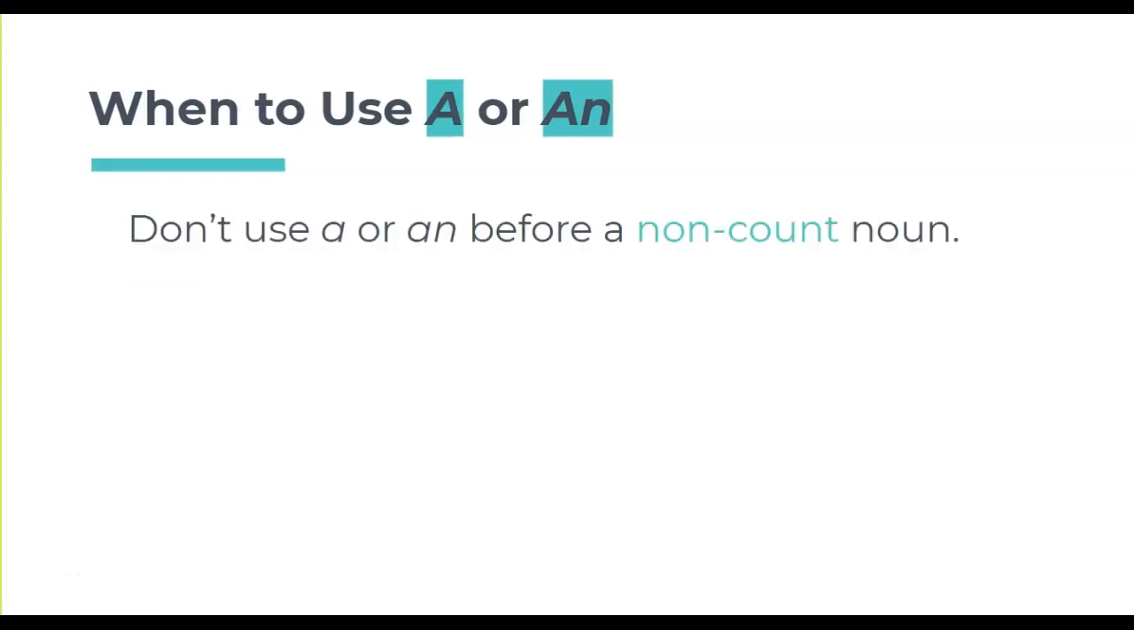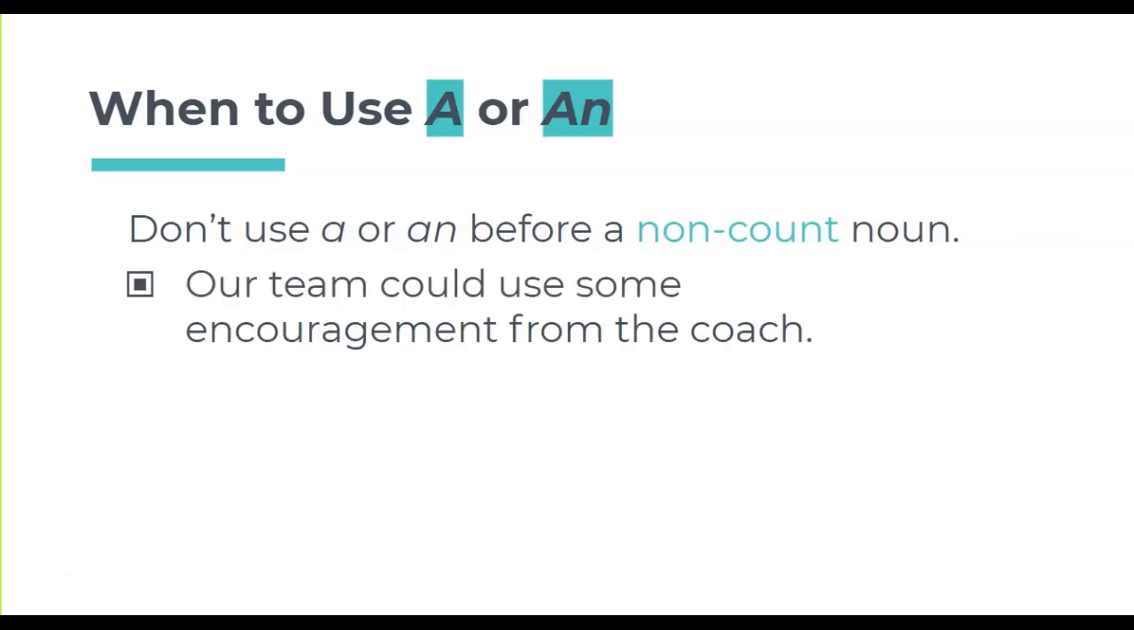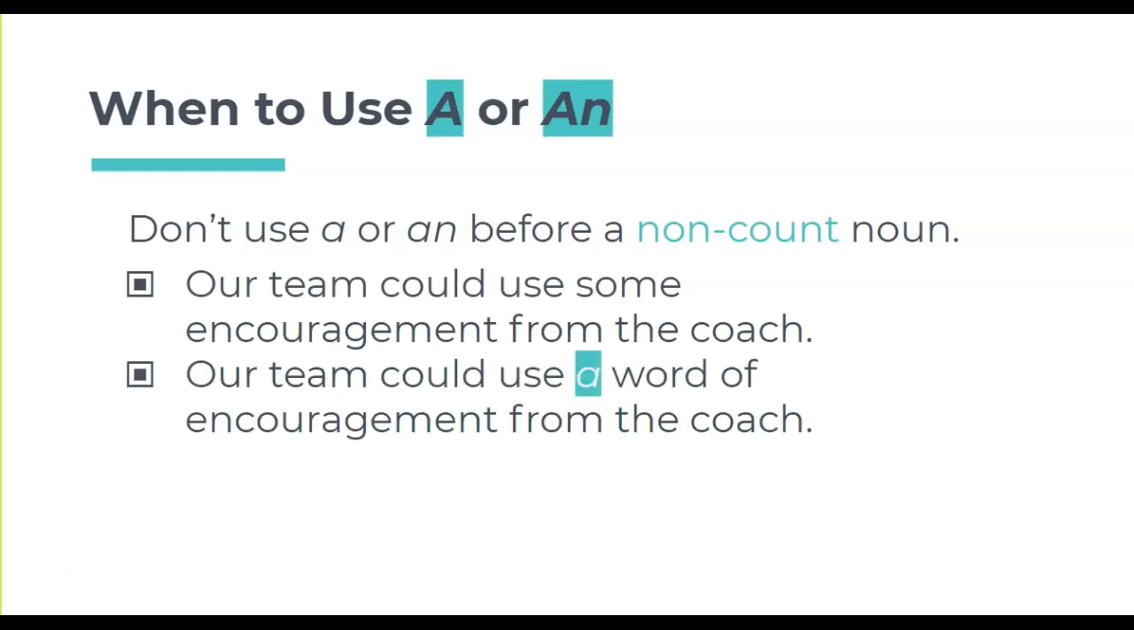You don't use a or an before a non-count noun. Non-count nouns name abstract ideas like respect or curiosity, and liquids and masses that cannot be measured with numbers. These are things like milk, sand, or rice. Our team could use some encouragement from the coach doesn't take an article. But if we said our team could use a word of encouragement from the coach, then it's appropriate to use the article a.